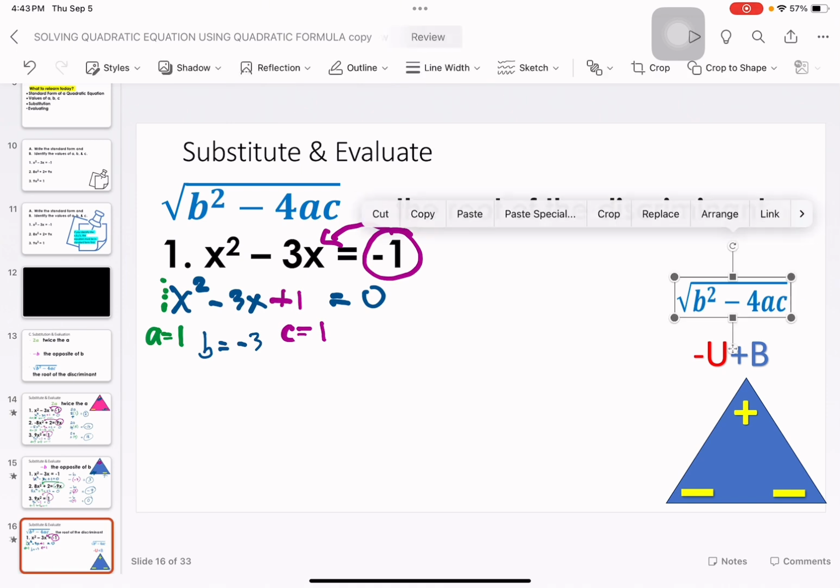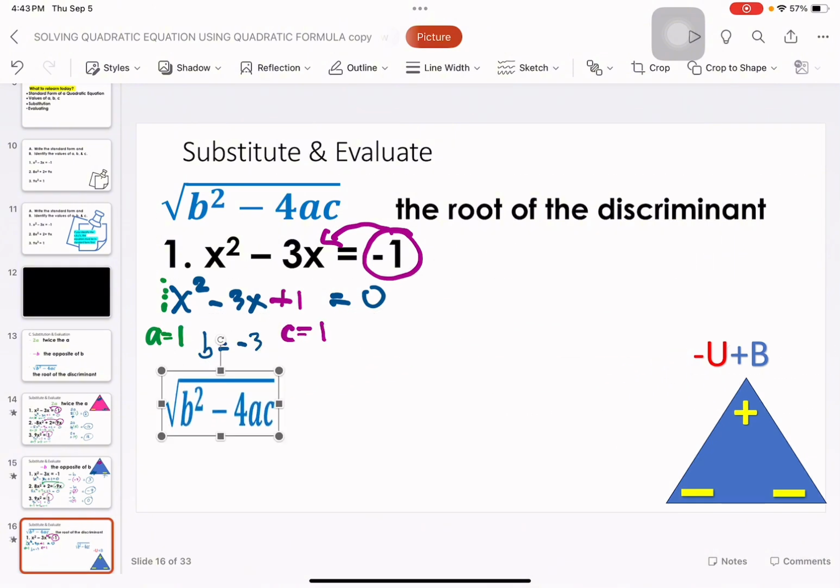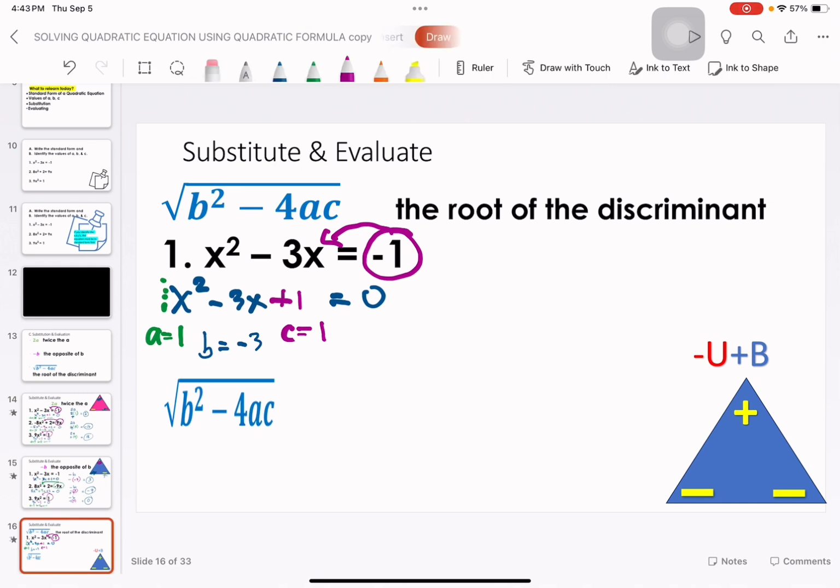Okay? Now, dito sa ating root of the discriminant, take note na may dalawang part yan. So, ano yung part na yun? First is yung nasa loob. Yung nasa loob niya is B square minus 4AC, right? And then, saka natin siya i-extract yung square root. Okay? So, unahin muna natin yung nasa loob. So, ano ba yung nasa loob? B square minus 4AC.